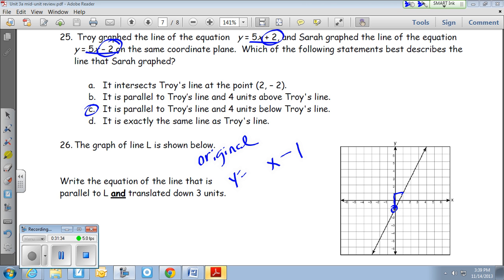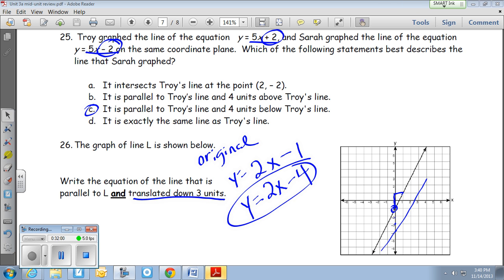So 2x minus 1 is the original. And I'm going to translate down or shift down 3 units. 1, 2, 3. So it's going to be parallel, I promise. So the slope is the same. So it should be at minus 4 on the y-axis. So this is the answer to the question for 26.